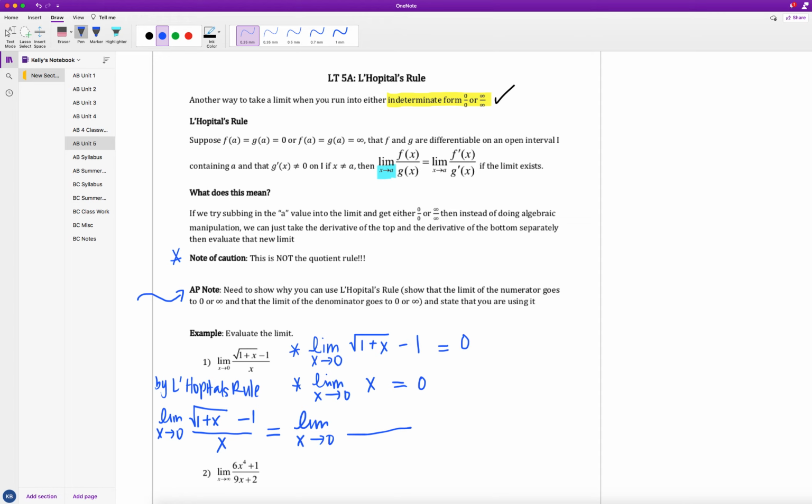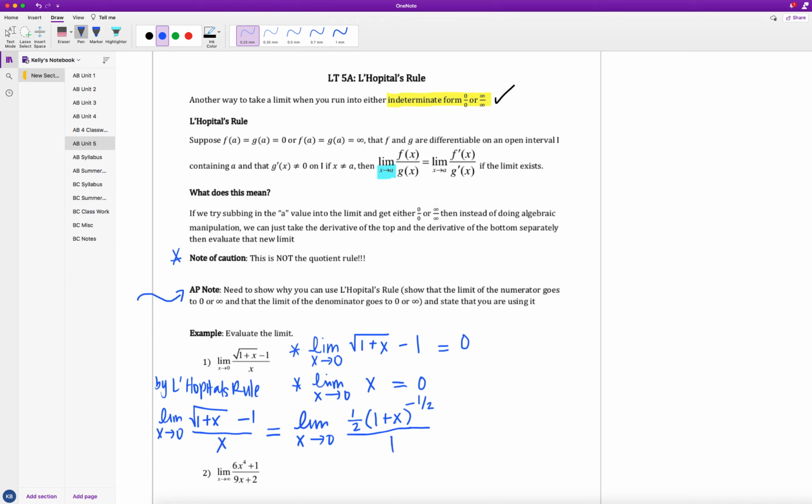To take the derivative of the numerator, that will be a chain rule. I have that 1/2 as the square root comes down, keep the inside the same. So I get 1 plus x to the negative 1/2. The derivative of negative 1 drops to 0, and then the derivative of x is equal to 1.